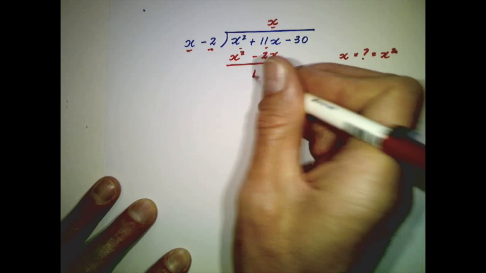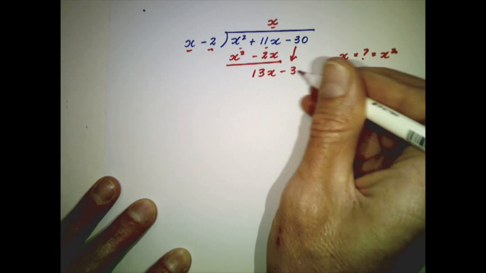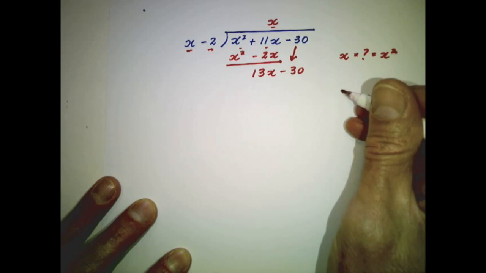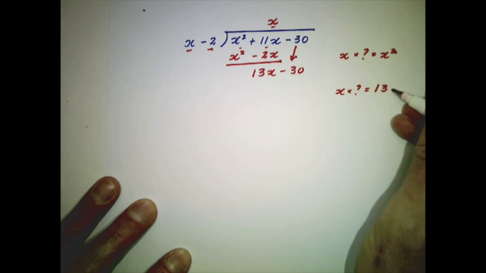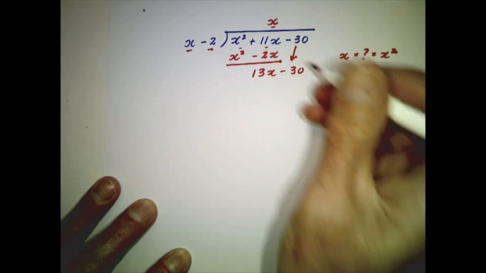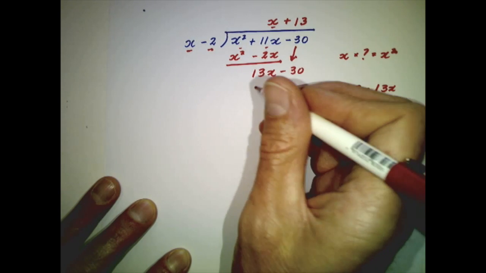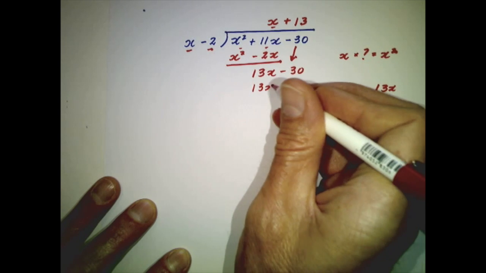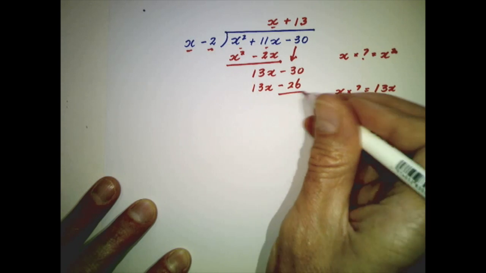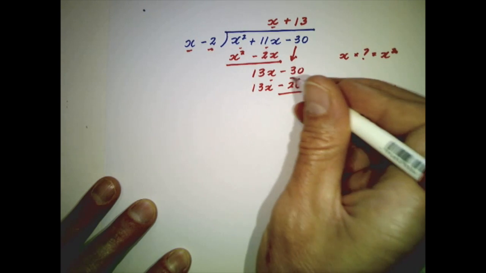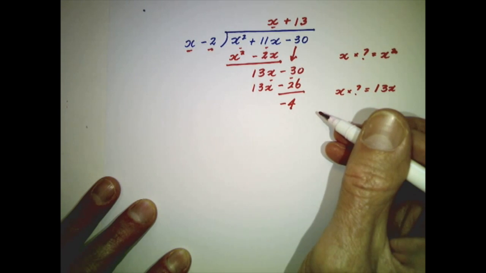The x squareds cancel, and we get 13x. We bring down the negative 30, and the same question applies. We look at the first term of both parts. What do we multiply x by to get 13x? And the answer to that is 13. So we write positive 13 above our dividend, and multiply the 13 by both parts of x minus 2 to get 13x minus 26. When we perform that subtraction, we get negative 4. So there's a remainder in this case of negative 4.